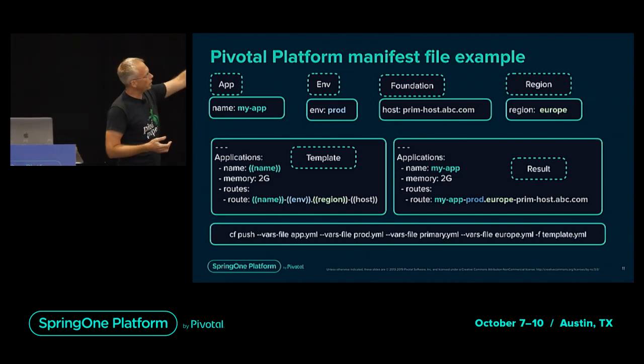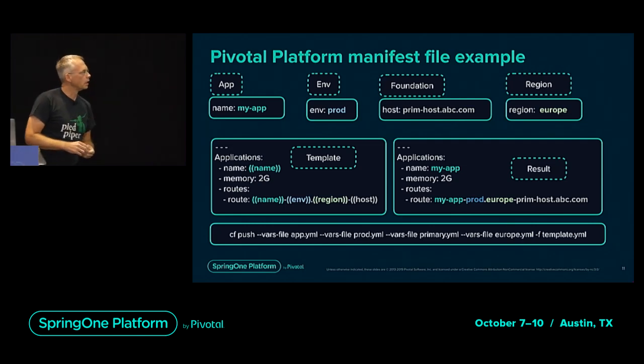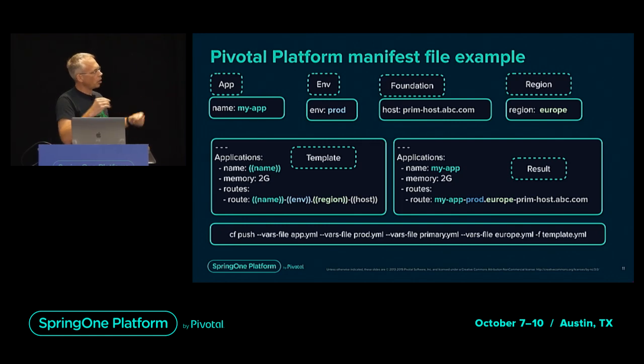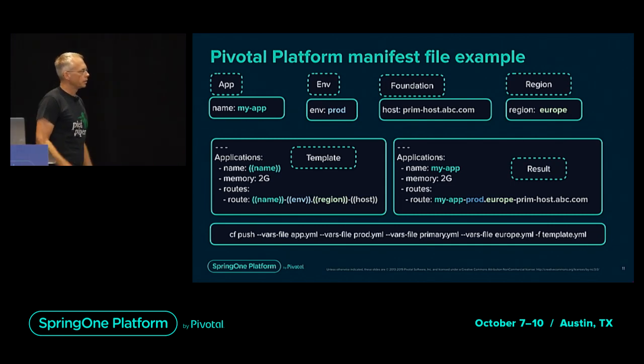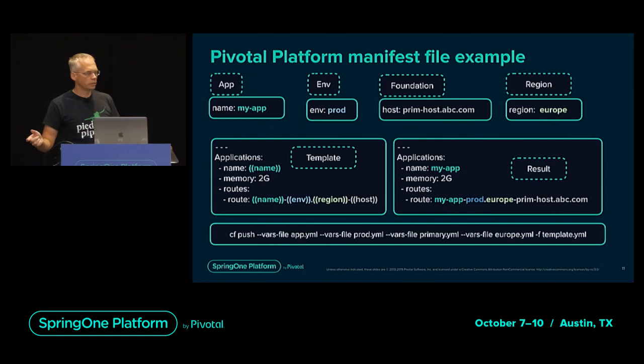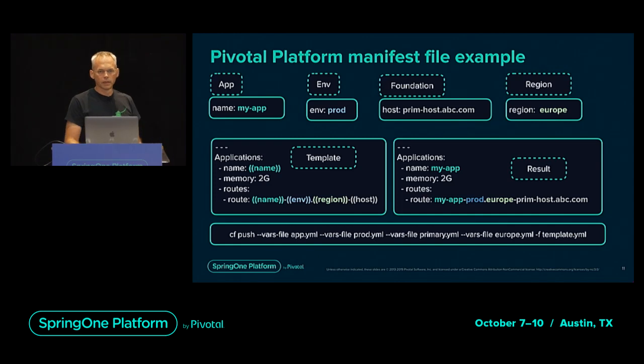And when you now have the variables defined for each of these components, then you can just combine them in one CF push command. You can see that on the downside where you can provide multiple variable files one after the other. Push a template YAML. If you have the manifest YAML default name, then you can even skip the last -f parameter, and your application will then be pushed like it's shown on the right side, that you have a myapp-prod.europe prime host abc.com. Right? Side note maybe here, the order of the variable files is important. If you have the same variable defined in multiple of these files, the last one will override whatever you have defined in the previous one.